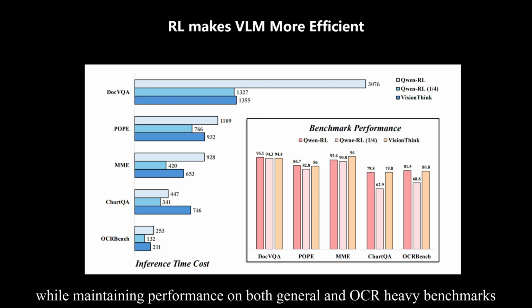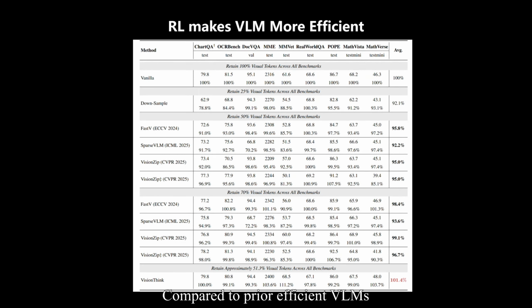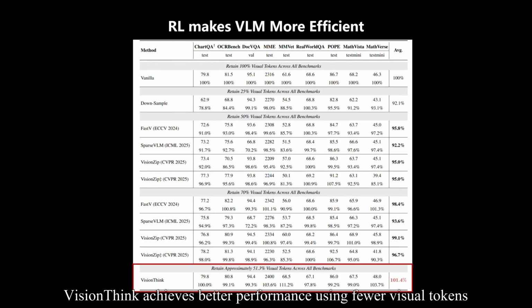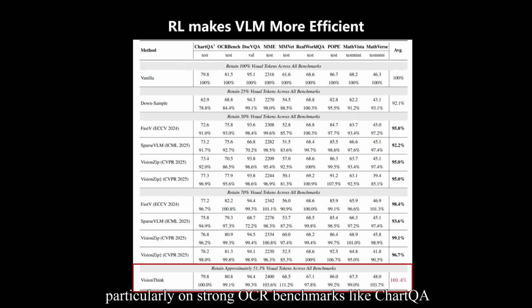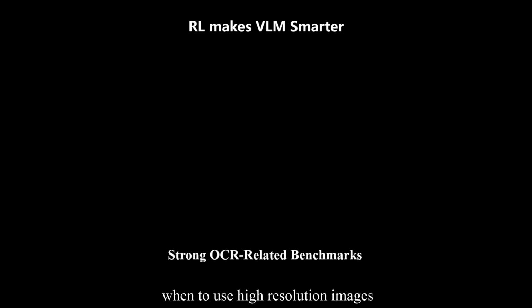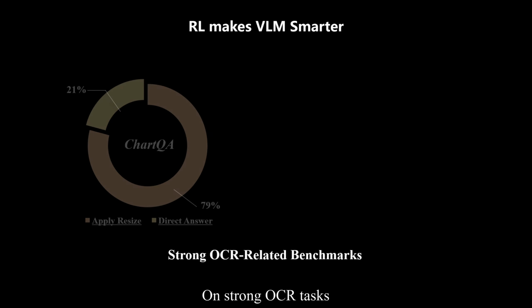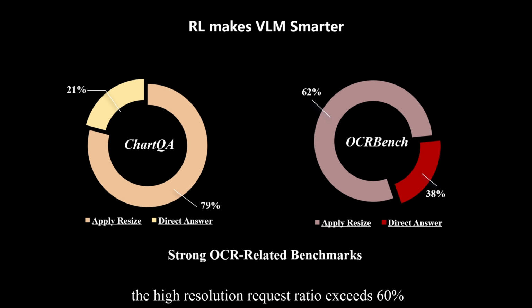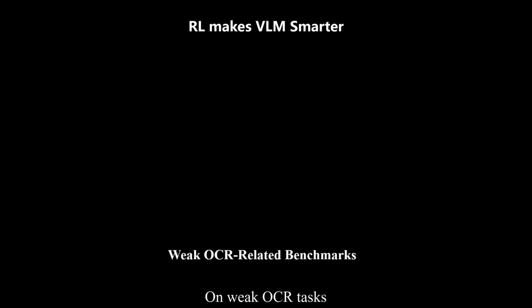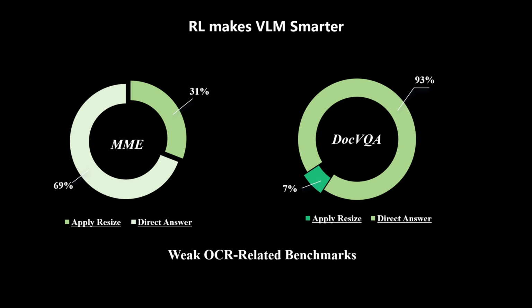Furthermore, VisionThink also accelerates real-world inference time, especially for reasoning VLM, while maintaining performance on both general and OCR-heavy benchmarks. Compared to prior efficient VLMs, VisionThink achieves better performance using fewer visual tokens, particularly on strong OCR benchmarks like ChartQA. Moreover, the model smartly decides when to use high-resolution images. On strong OCR tasks, the high-resolution request ratio exceeds 60%. On weak OCR tasks, it stays low.